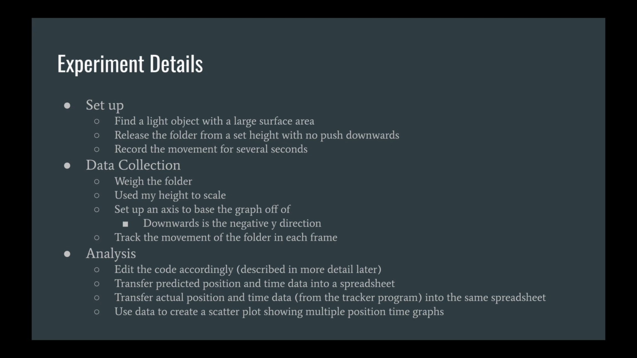I let the folder go with no downward force and then recorded the movement until the folder hit the floor. To analyze this video, I weighed the folder, used my height to scale the video clip, set the axis with the starting point being the origin, and then assigned a point to each clip. To begin the analysis, I first had to find the computational experiments graph through GlowScript code that I'll describe in the following slides. Once this was done, I transferred both the GlowScript position time points and the tracker position time points into a spreadsheet. Then I inputted these data points into a scatter plot so the slopes, or the velocities, of these lines could be compared and checked for accuracy.